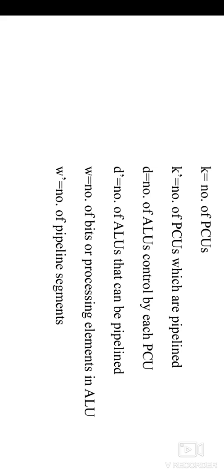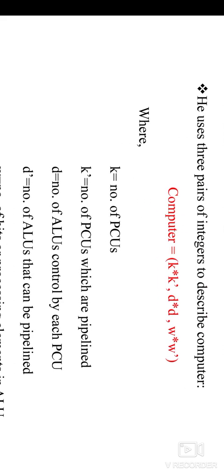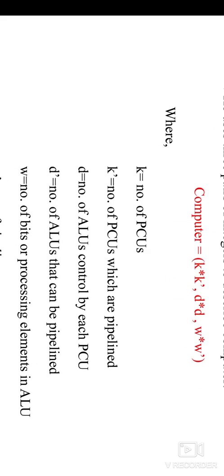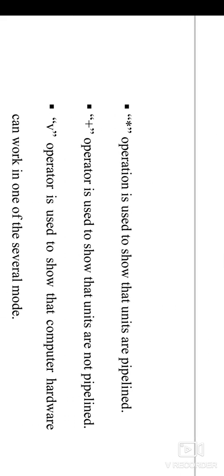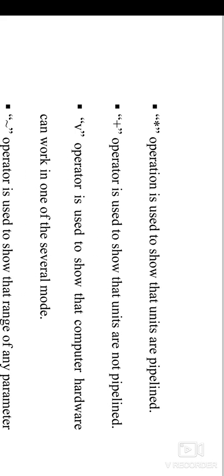W is the number of bits or processing elements in the ALU. W dash denotes the number of pipeline segments. So these are the 6 entities Handler designed for describing a computer. And the star operator is used to show that the units are pipelined.